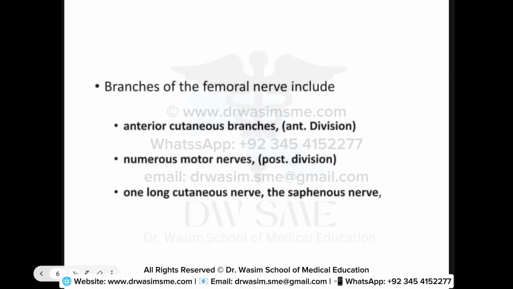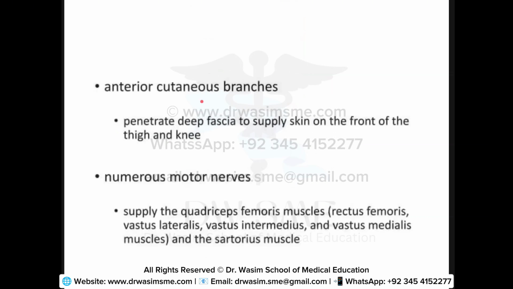So branches of the femoral nerve include anterior cutaneous branches, motor branches, which include branches to the muscles, and one long cutaneous nerve known as the saphenous nerve. Now, the anterior cutaneous branches penetrate the deep fascia to supply the skin in front of the thigh and knee, whereas the motor branches are going to supply the quadriceps femoris, which include rectus femoris, vastus lateralis, vastus intermedius, vastus medialis, and the sartorius muscle.